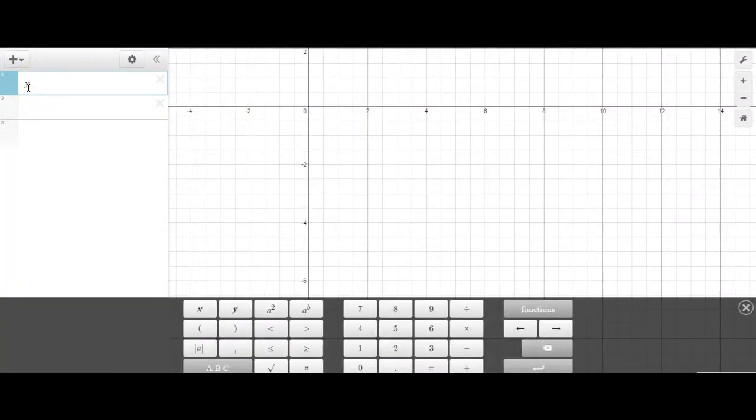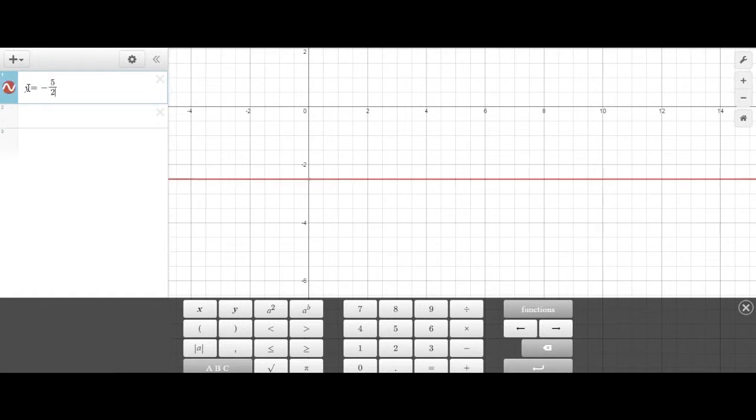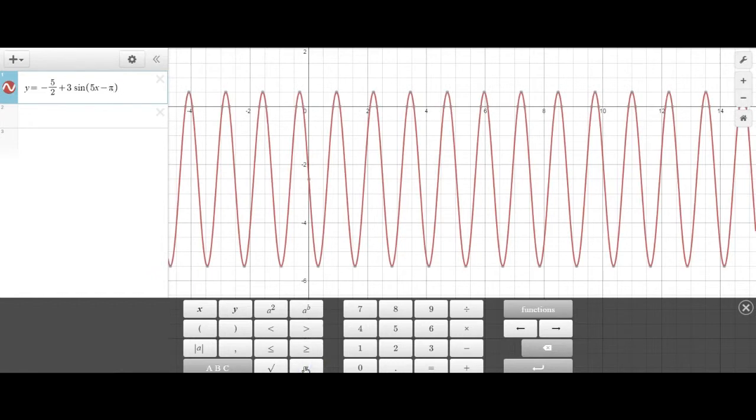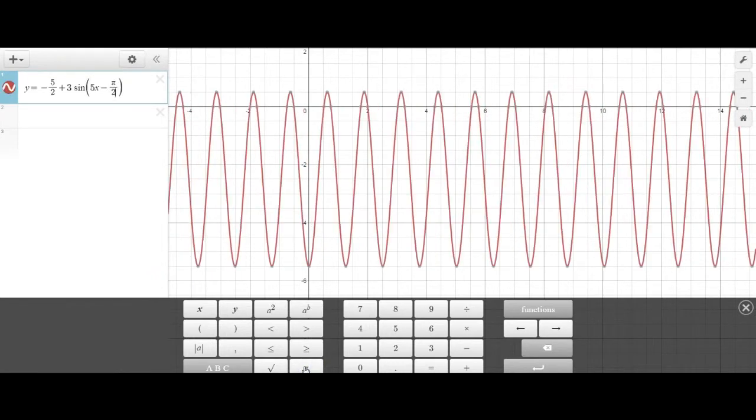Okay, so now we're going to graph y equals negative 5 over 2 plus 3 sine of 5x minus pi over 2. And this is what your graph should look like.